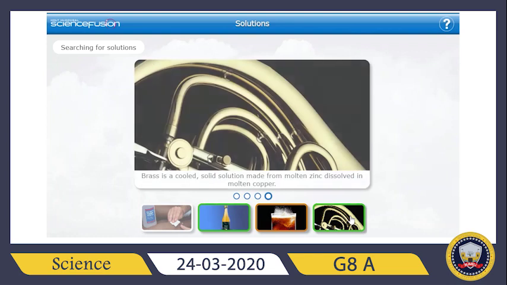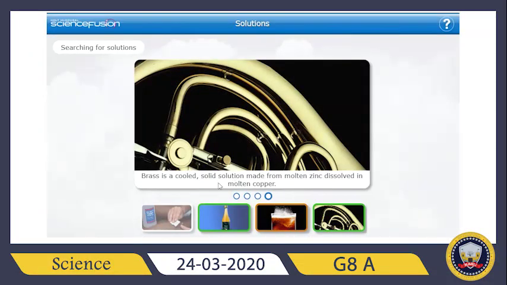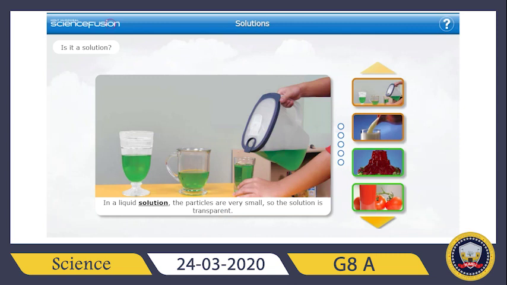Okay, and we have another metal called brass. It's also a form of solution. But the thing is, we can't call every mixture a solution. We have some mixtures that may confuse us, that we might think are also solutions, but we should separate these from the solutions.